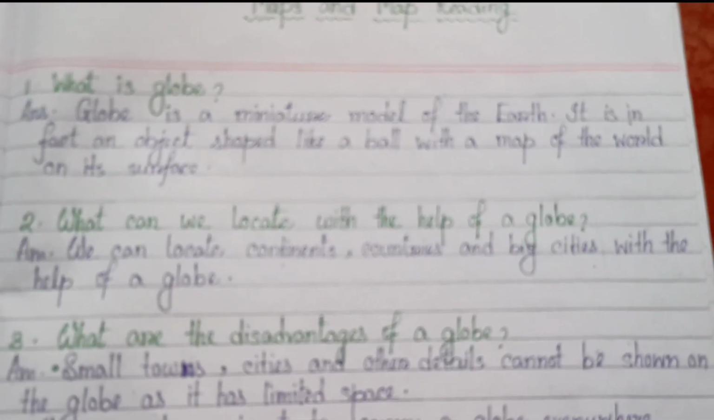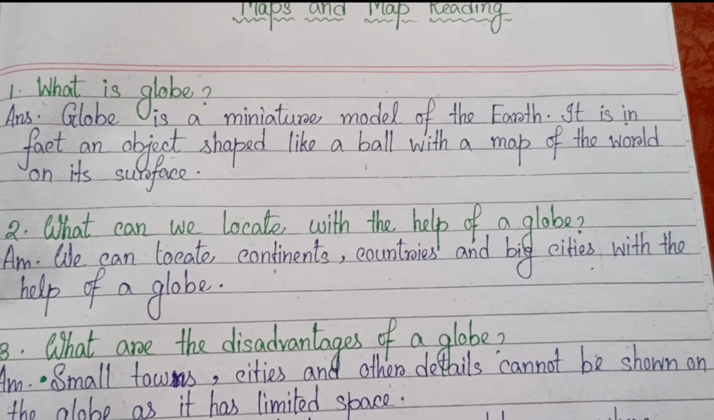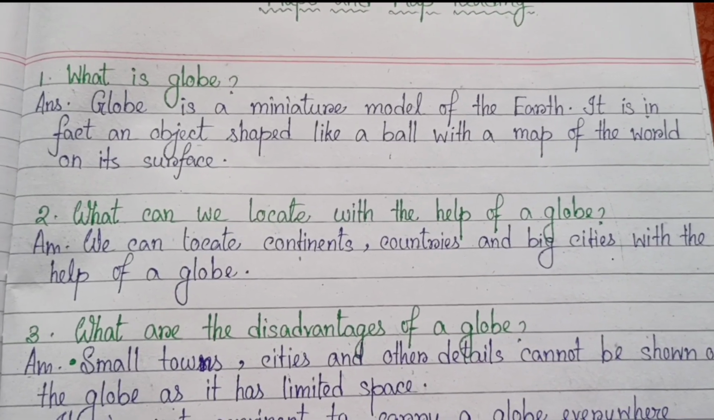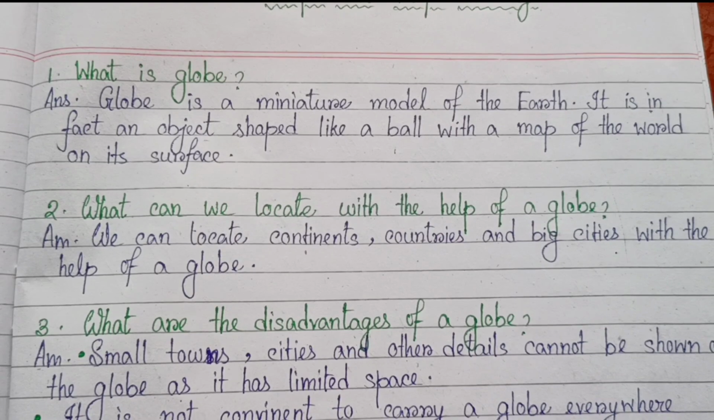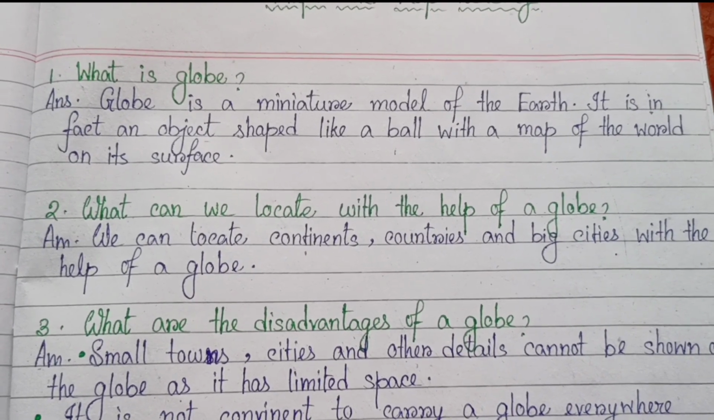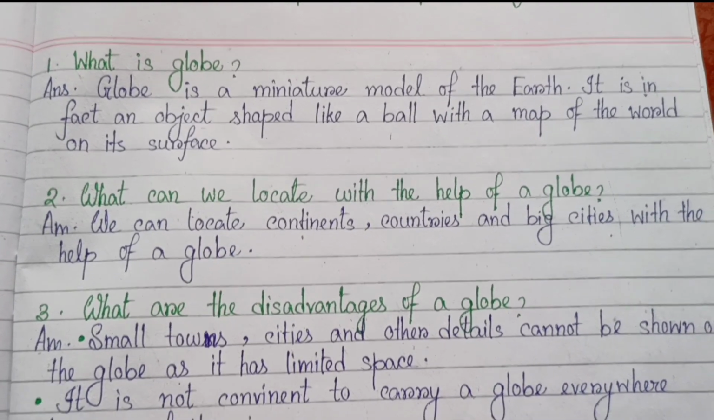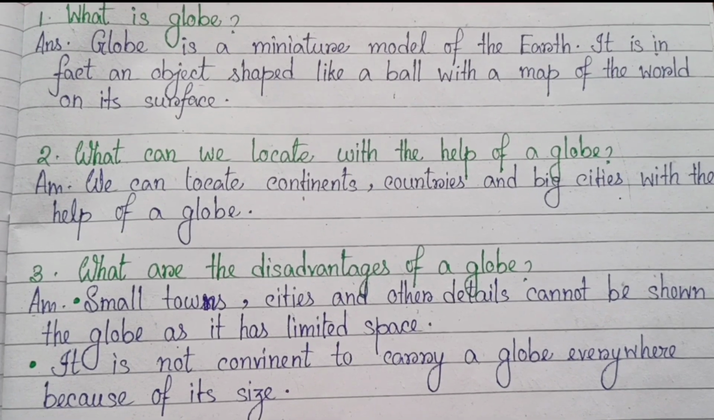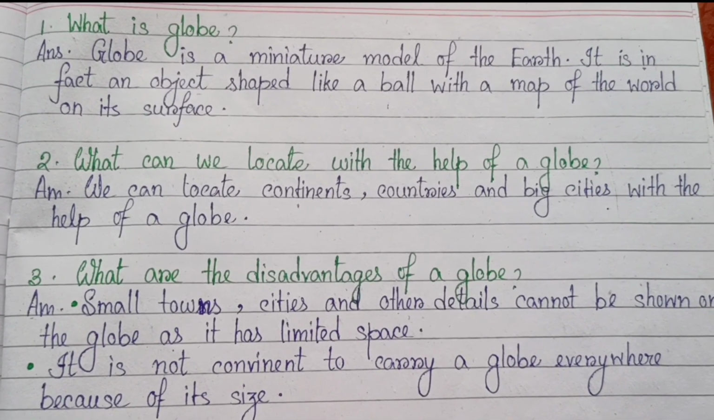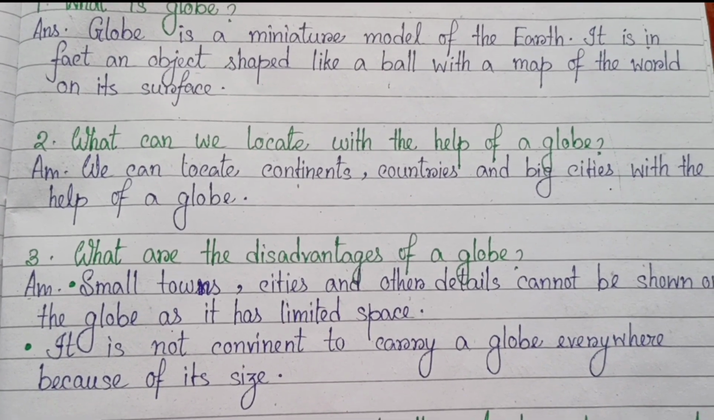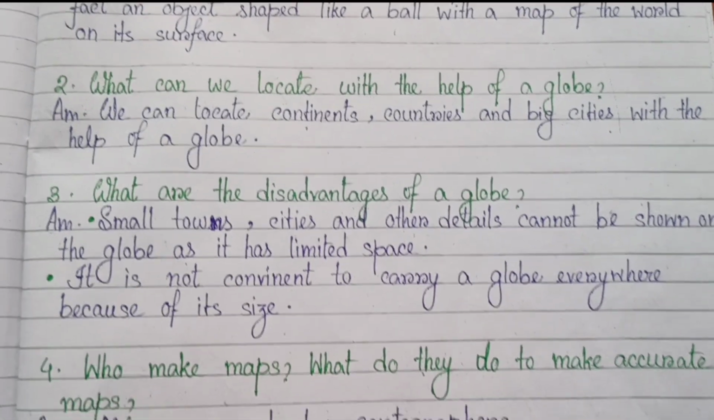Number 1, what is globe? Globe is a miniature model of the earth. It is in fact an object shaped like a ball with a map of the world on its surface. Number 2, what can we locate with the help of a globe? We can locate continents, countries and big cities with the help of a globe.